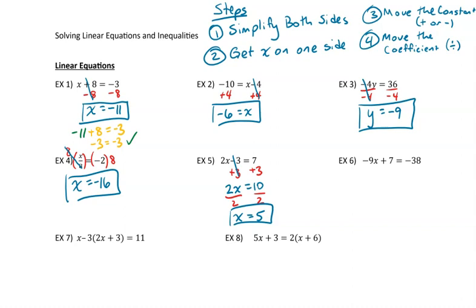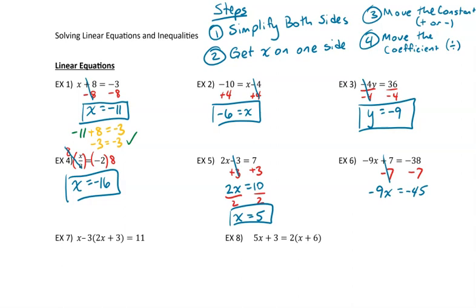All right, example 6 is going to go very similarly. So coefficient first, in this case that's the +7. So to get rid of +7, we're going to do -7. So -9x comes down. 7 minus 7 cancels out. -38 minus 7 is going to be -45.